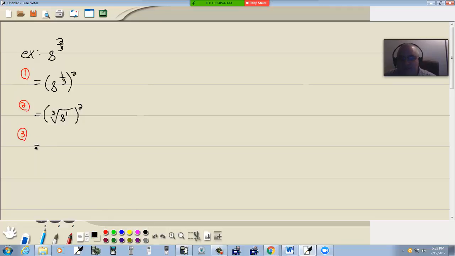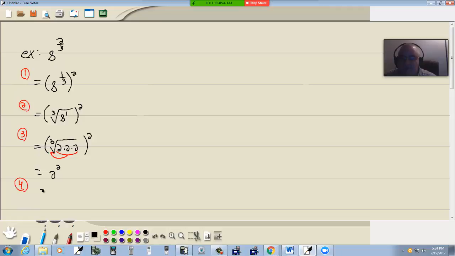Step 3, simplify the radical. So cube root of 8. Well, if I did the prime factorization, 8 would be 2 times 2 times 2. Now our index is 3, so we're looking for a set of 3 of something. Here's 3 2's, so those 3 2's are going to come out in front as a single 2. And the 2nd power that's on the outside carries down.